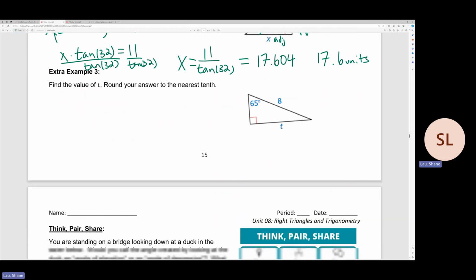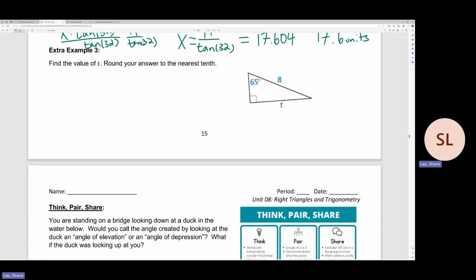Extra example 3 is very similar. Okay, we're going to solve for t, find the value of t, round to the nearest 10th. Here I have 65 degrees, opposite side. T is my opposite side here. So let me just go ahead and erase all that. Opposite side. From my right angle, I have my hypotenuse. And the last one is going to be our adjacent. We don't have adjacent, we have opposite and a hypotenuse, which means we're going to be working with sine.